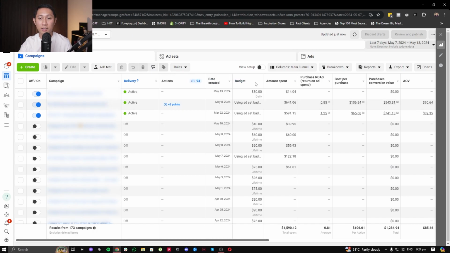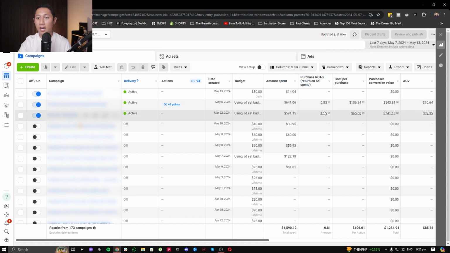And here I put in the budget. This helps me determine on the campaign level whether I'm using an ad set budget optimization type of campaign or a campaign budget optimization. And I also have here the amount spent. That is pretty self-explanatory, just so I know how much is being spent on each campaign that I am running.